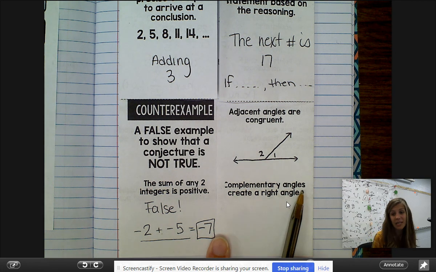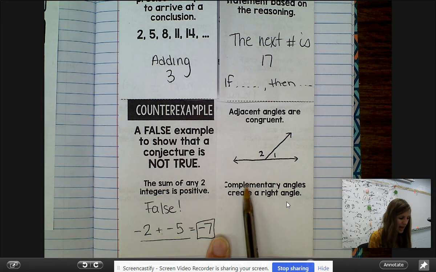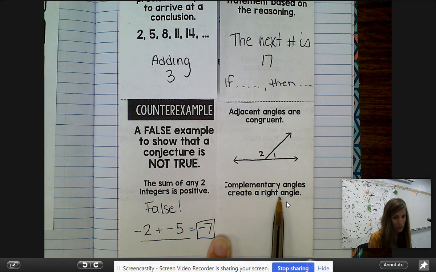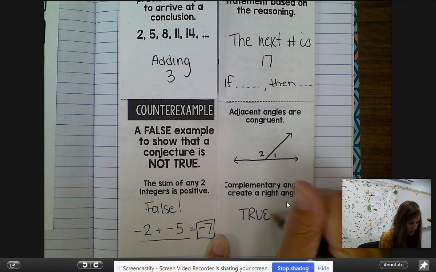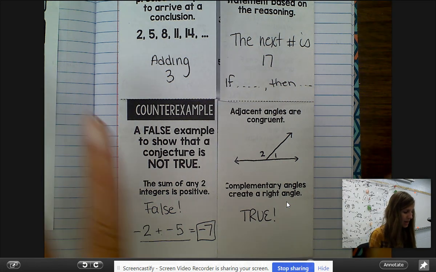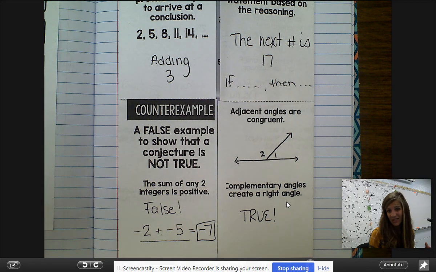So I need complementary angles, and I need them to not be right angles, like when I add them up. I don't think I can do that because the definition of complementary is a right angle. So I think I can't find one here. That would be true. There's no case where I can have a pair of complementary angles that are creating a right angle, because they do.